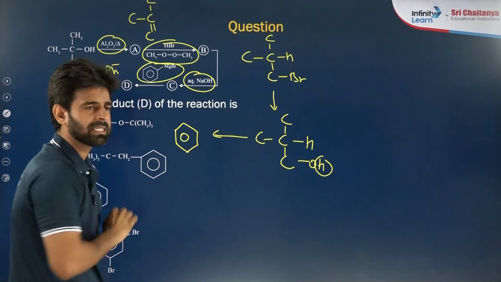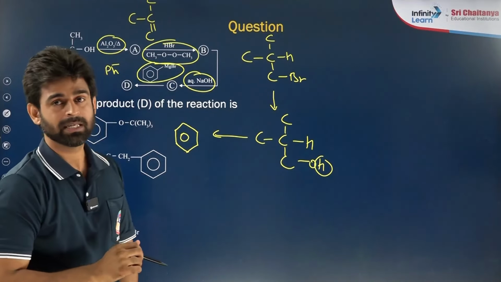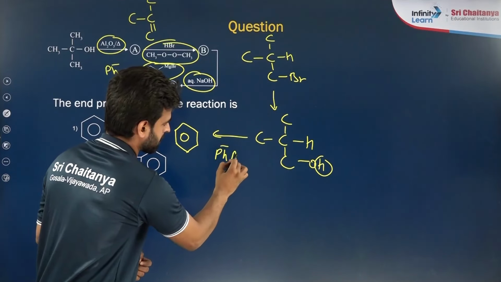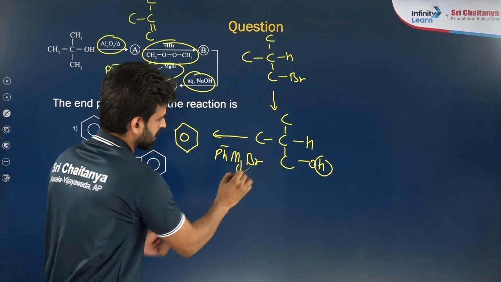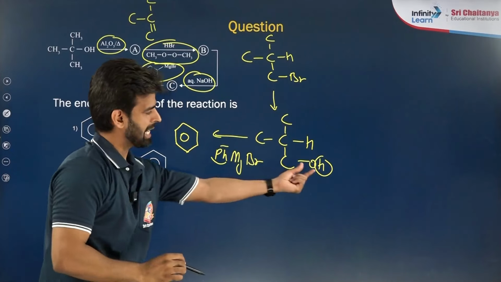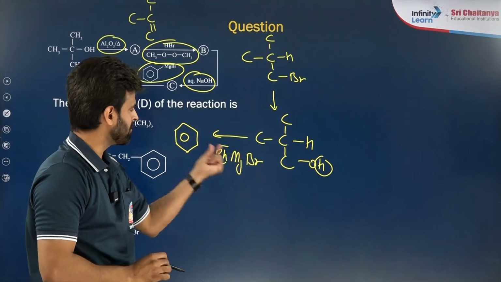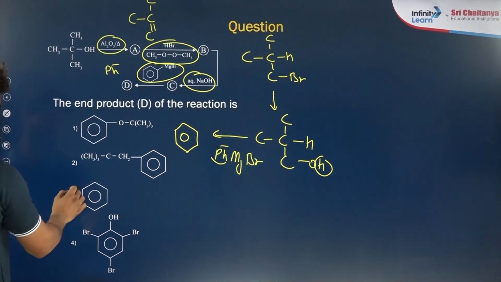On this, last year NEET asked one question, right? So if you see, you have a Grignard reagent. So this will take H from the compound which is having acidic hydrogen and Ph will make what? Benzene, right? So this is our answer.